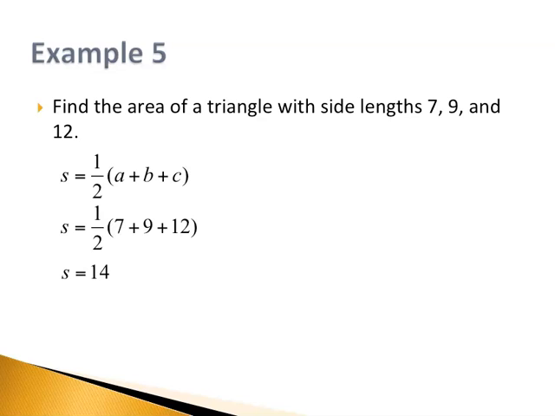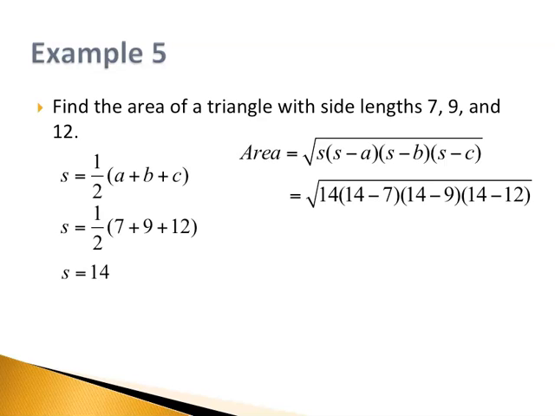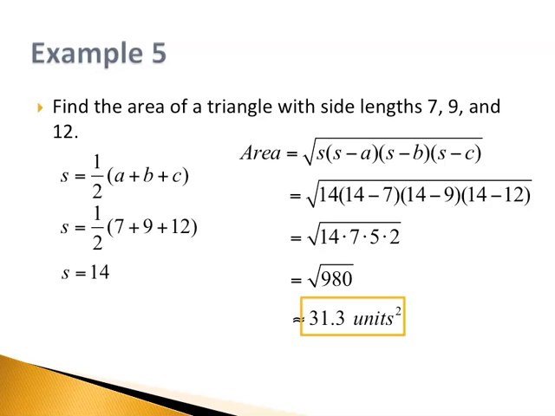Now we can find the area. The area is the square root of 14 times 14 minus 7 times 14 minus 9 times 14 minus 12. And simplify that, so we have 14 times 7 times 5 times 2. That comes out to be 980. Take the square root of that, and that gives us that the area is about 31.3 square units.